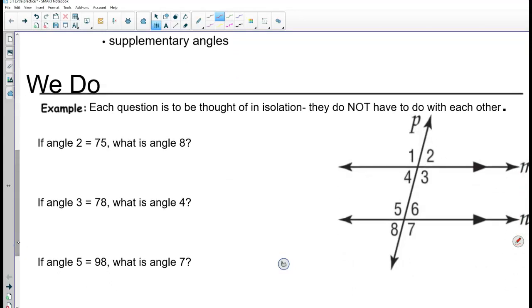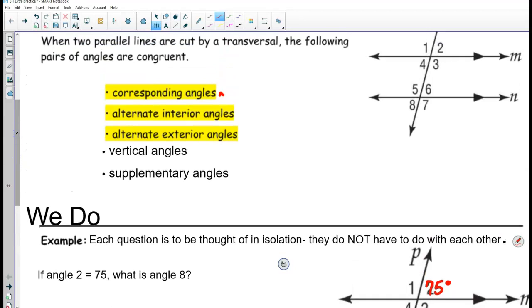So, if angle 2 is 75, I'm going to go ahead and write my 75 in here. If angle 2 is 75, what is angle 8? So we're going to use one vocab word and try to get there. We might have to use 2, but we're going to see. So I see right away they are not on the same plane. So if they're not on the same plane, looking at 8, we have to automatically get rid of the vertical and supplementary angles. These have to be on the same plane or area. Remember, we talked about all four together.